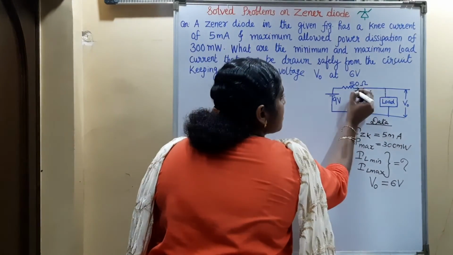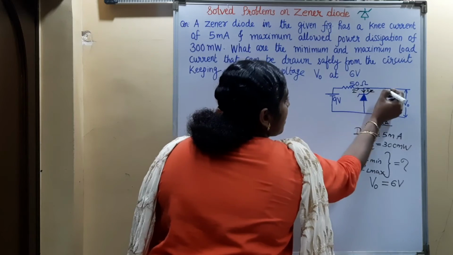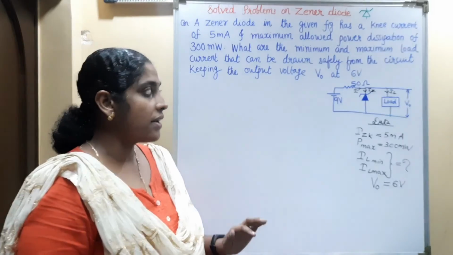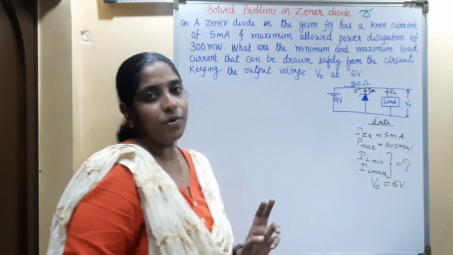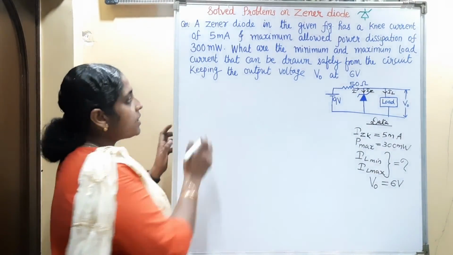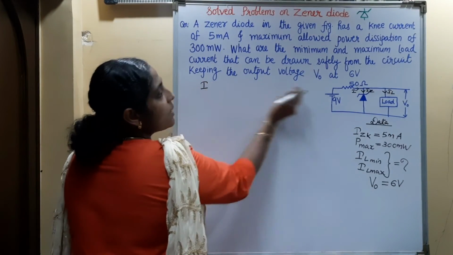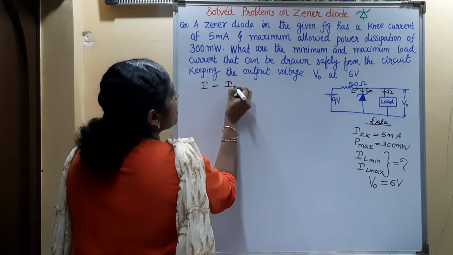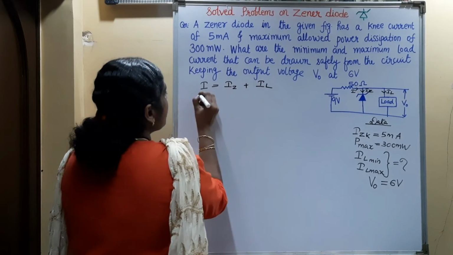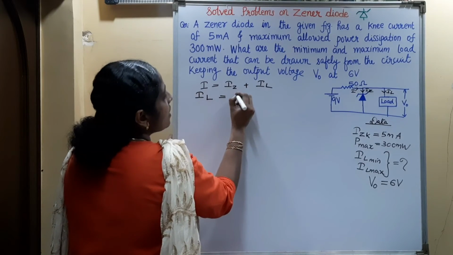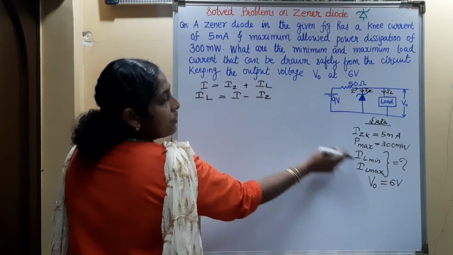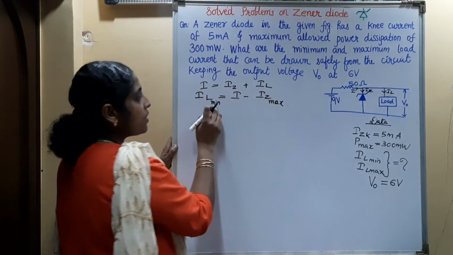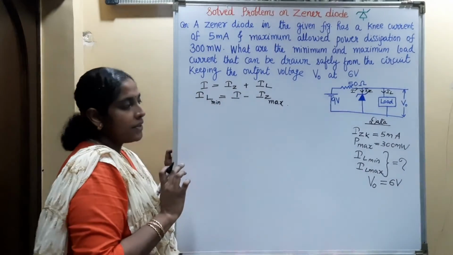The main current is dividing into Zener current and the load current. So we have to find the minimum and maximum load current to maintain the constant output voltage of 6 volt. To find the load current, first we want to find the main current, because this main current is the sum of the Zener current and the load current. So we can find the load current as I minus IZ. To find the minimum load current, the Zener current will be maximum, and to find the maximum load current, the Zener current will be minimum.